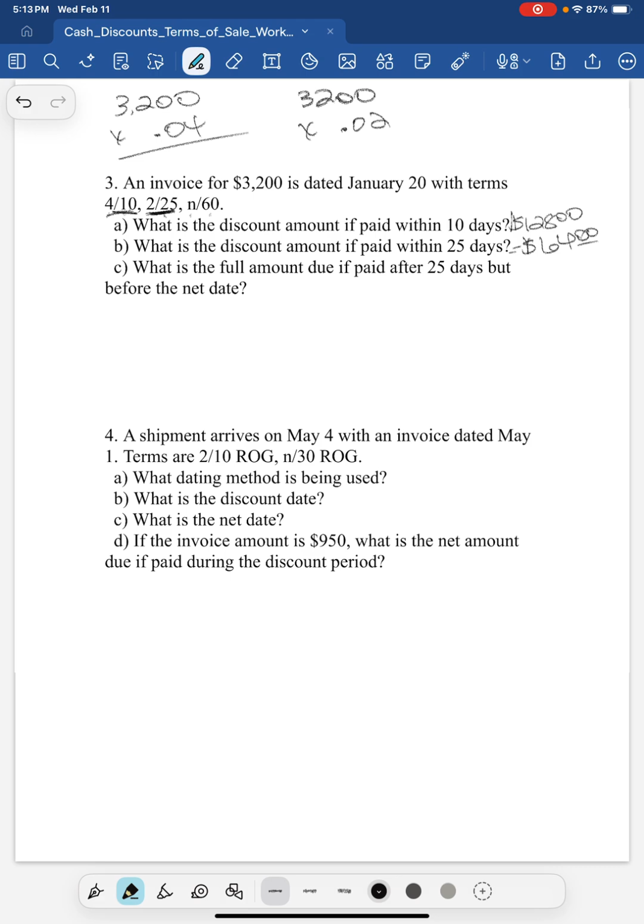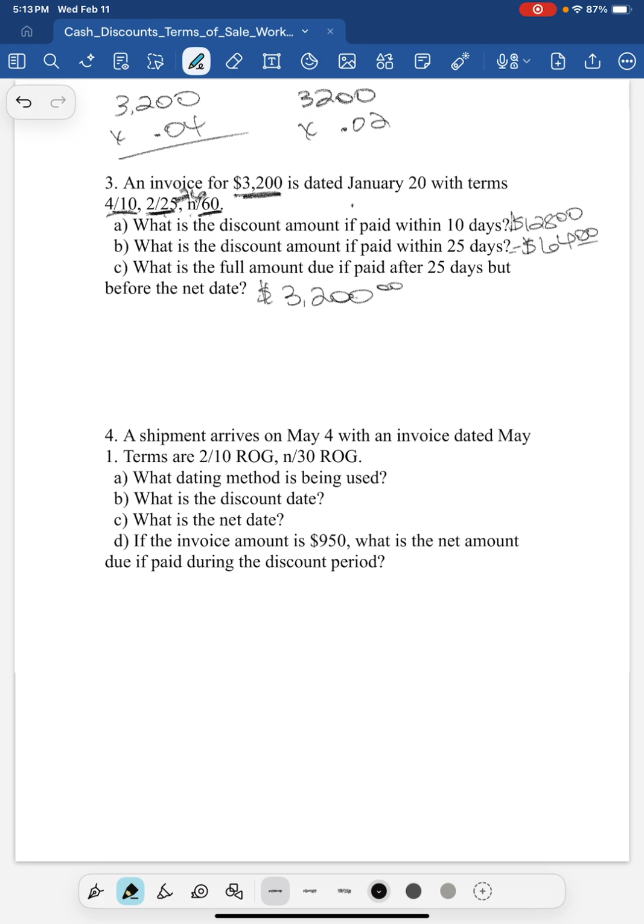Okay, what is the full amount due if paid after 25 days but before the net date? Okay, this is where you don't want to confuse yourself. Once you hit that 26th day, you owe the whole amount, okay? Whether you pay on day 26, day 35, or day 60, once you go past the discount date, you owe the full amount. It doesn't compound or change, or you don't get a certain percentage of it. So just remember that you owe then the full amount. Okay, we have one more to look at together.